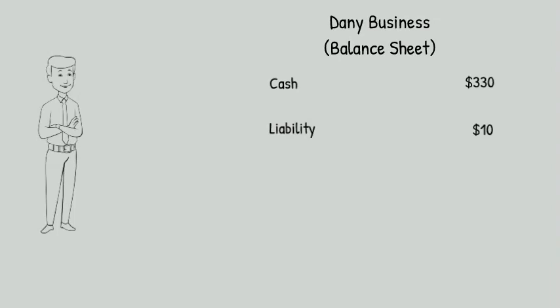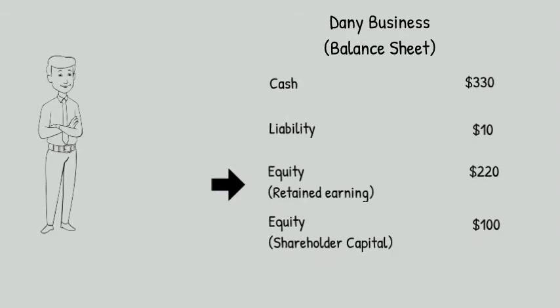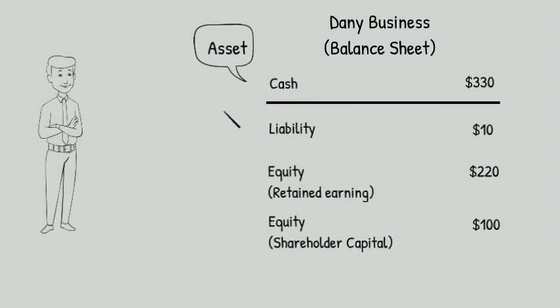And now when we look at Dany's business balance sheet, we'll see new elements showing. Retained earnings, which shows the 220, the profit Dany made during his sales. Let's stop here for some time and look at our balance sheet. We have our cash of 330, which is the business asset. Of course, this is a very simple balance sheet, as assets usually contain more than cash, like inventory, buildings, land, and other stuff. Then we have our liability. And then we have retained earnings and shareholder capital, which together are equal to total equity.